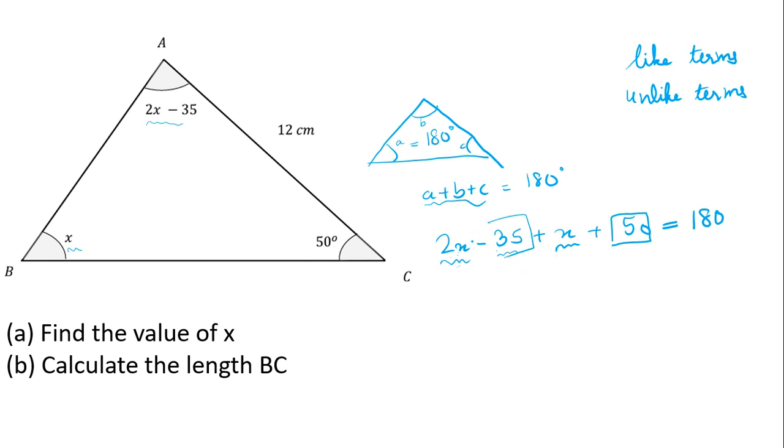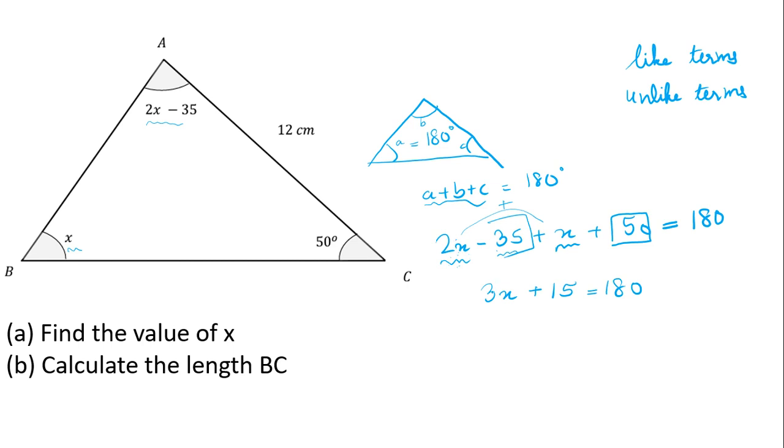So whichever is your like term, only that can be solved with each other, which means that 2x will be solved with x. So 2x plus x gives me 3x, and 50 minus 35, or minus 35 plus 50, would give me 15. So 3x plus 15 is equal to 180. That's supposed to be the first part of my solving.